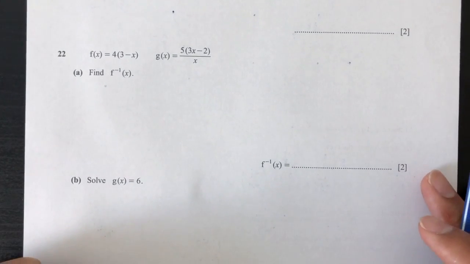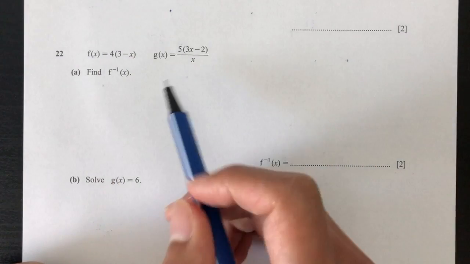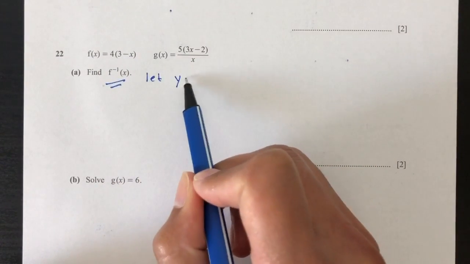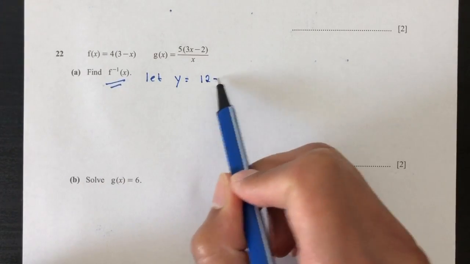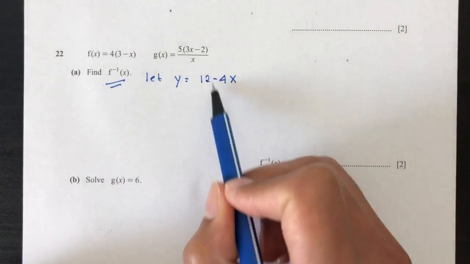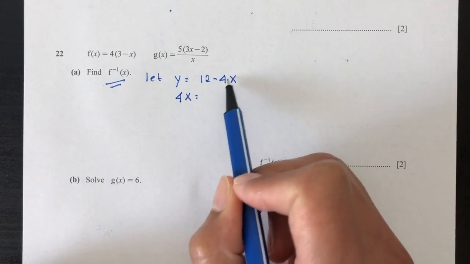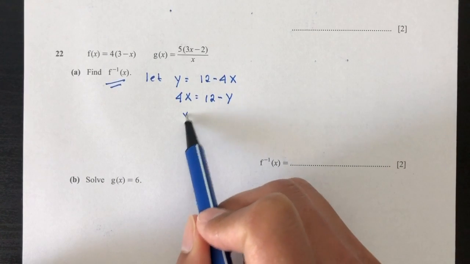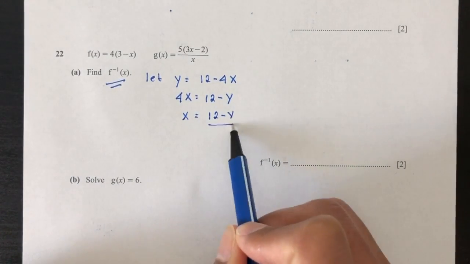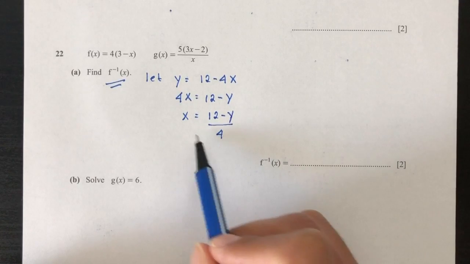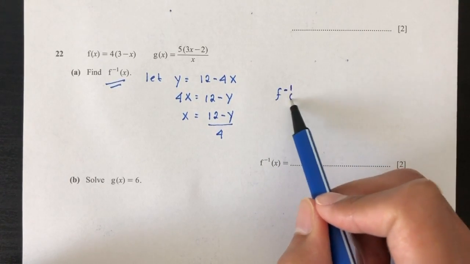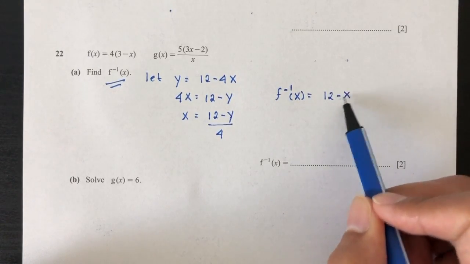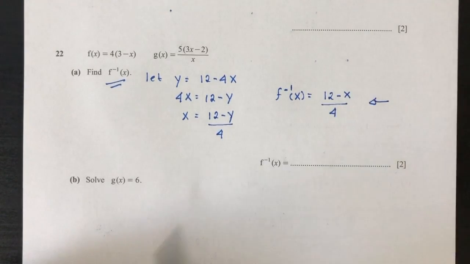Now for question 22, we have f of x equal to this and g of x equal to this. Find f inverse. So pretty easy. We first let y equal to f of x, which is 12 minus 4x. Now we have to make x the subject of the formula. So we send x over here, we send y over here. You have 12 minus y. Now x becomes 12 minus y divided by 4. So in that case, we have to find f inverse of x in terms of x. We change the y to x. That will be the inverse of f.